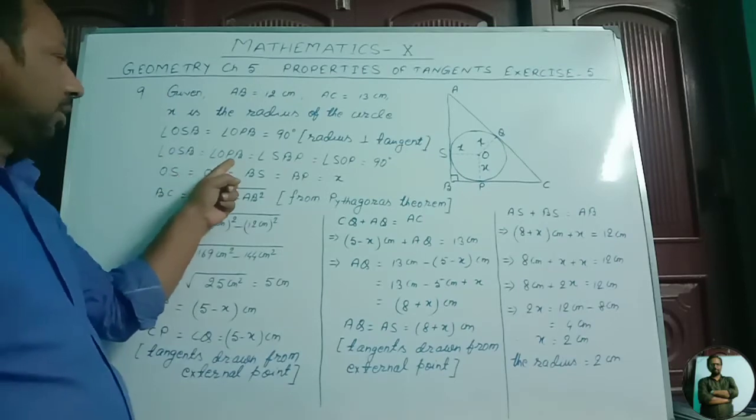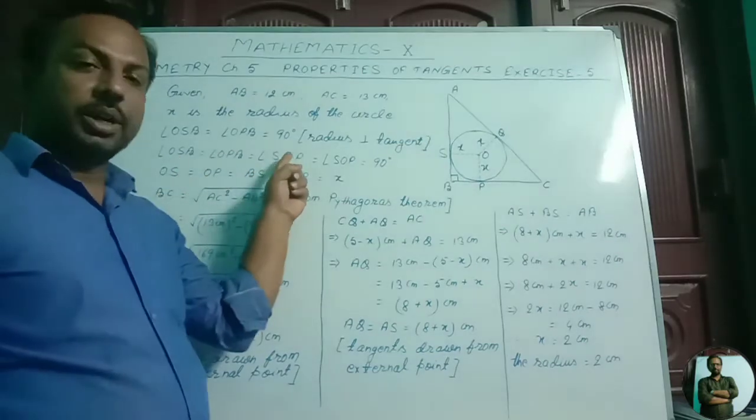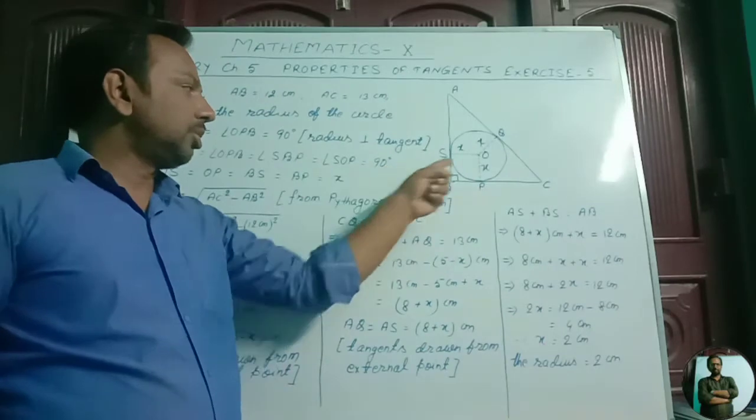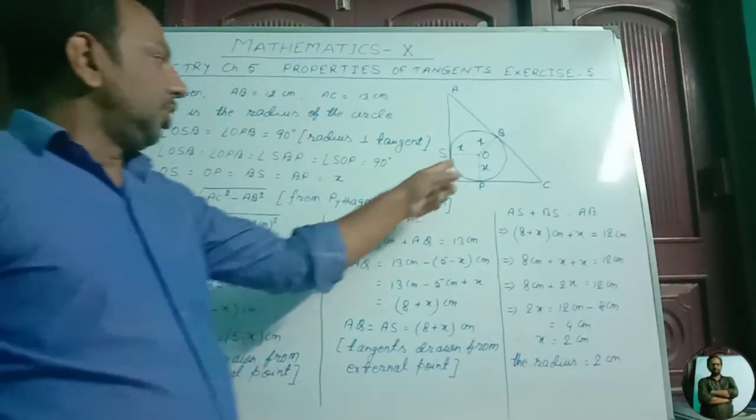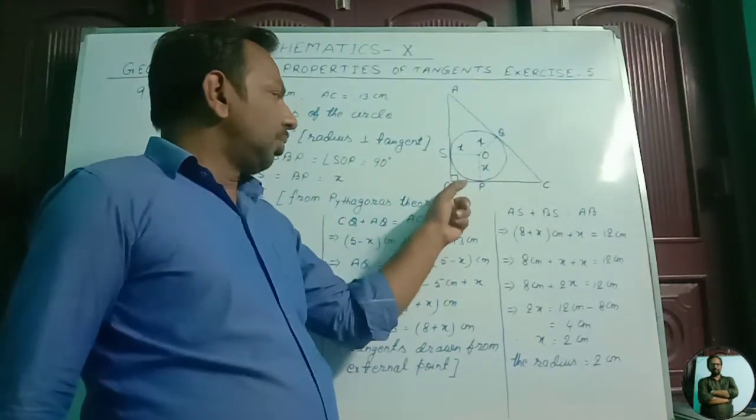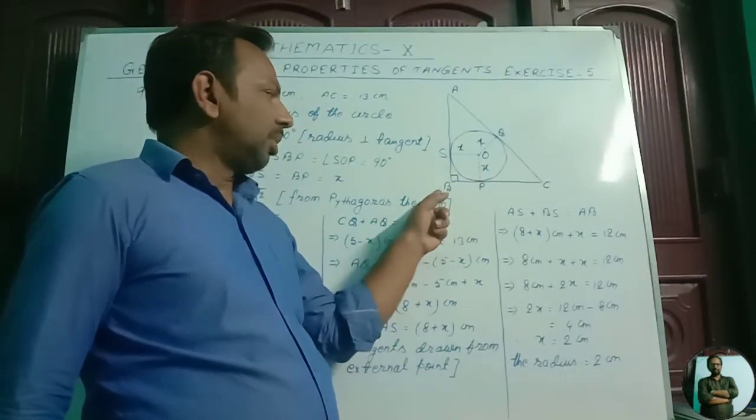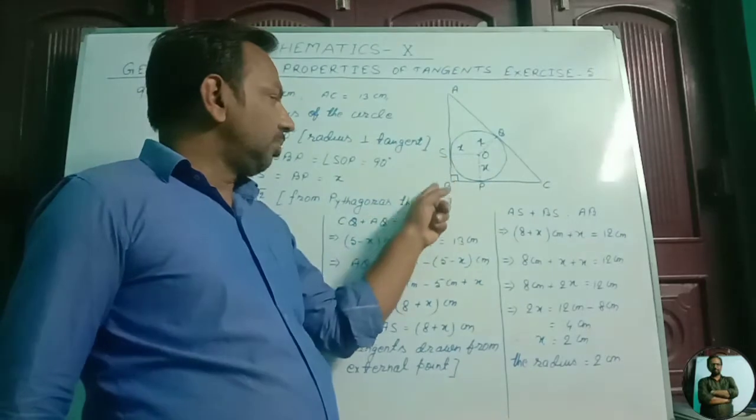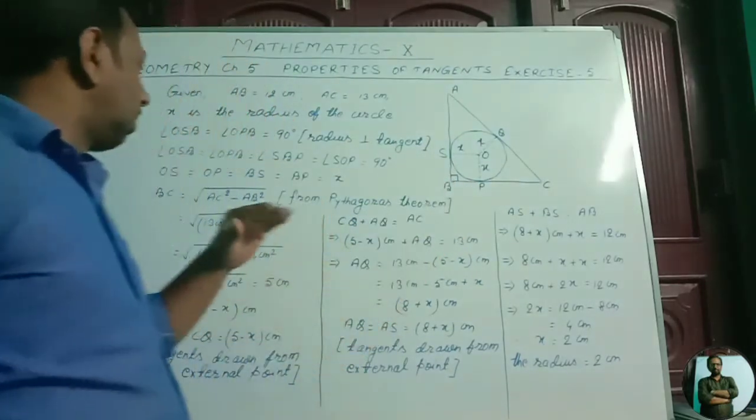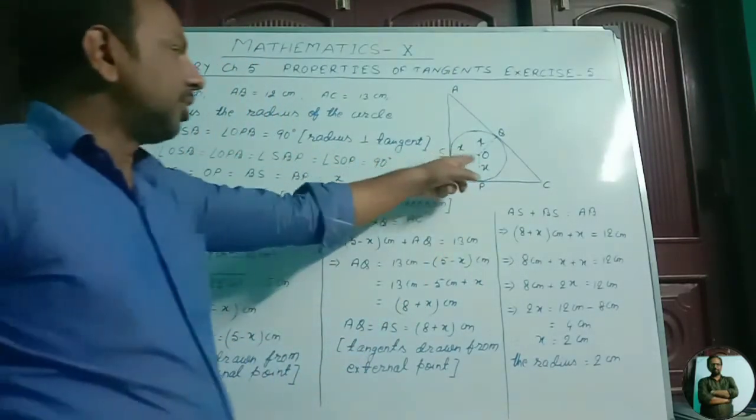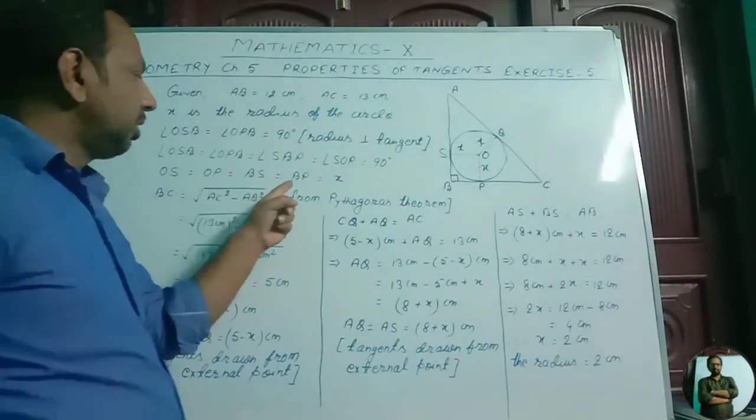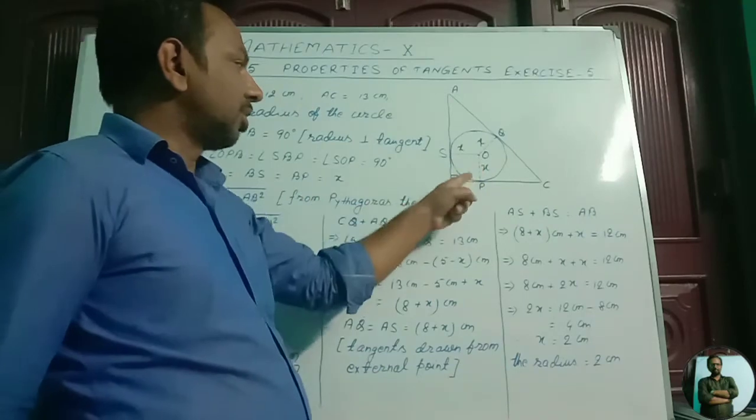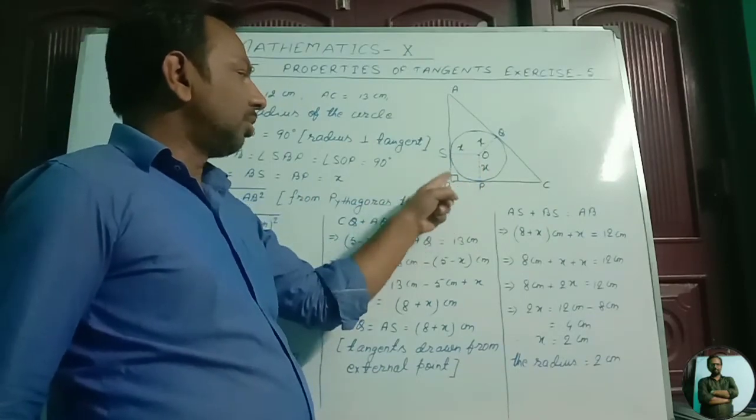angle OSP equal to angle OPB equal to angle SBP equal to angle SOP, means all these four angles became 90 degree, and these two radii are equal and these two are the tangents drawn from the external point B, so SB will be equal to PB, and for that I have written all these four sides become equal. OS equal to OP equal to BS equal to BP equal to X. If these two are X, then these two will also be X.